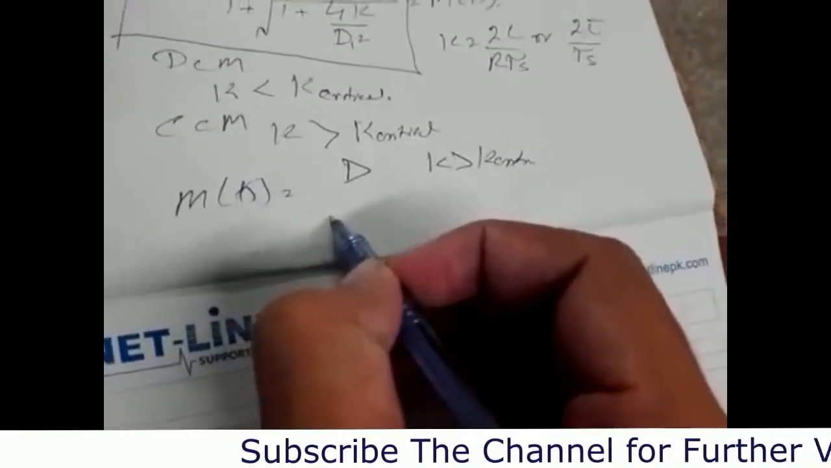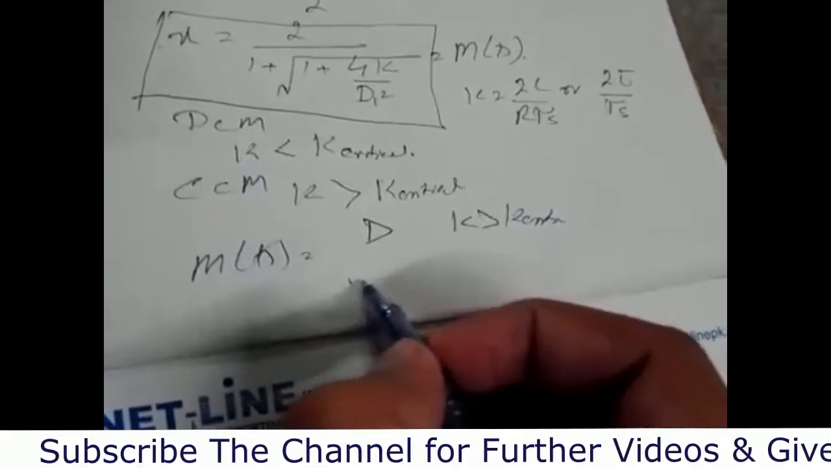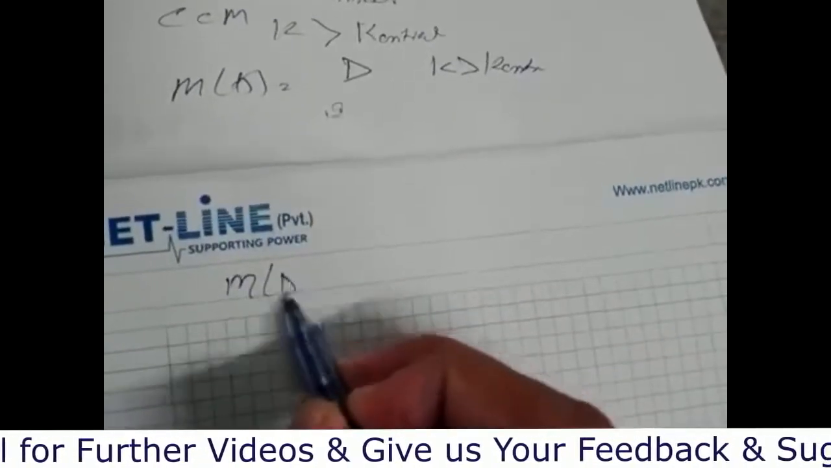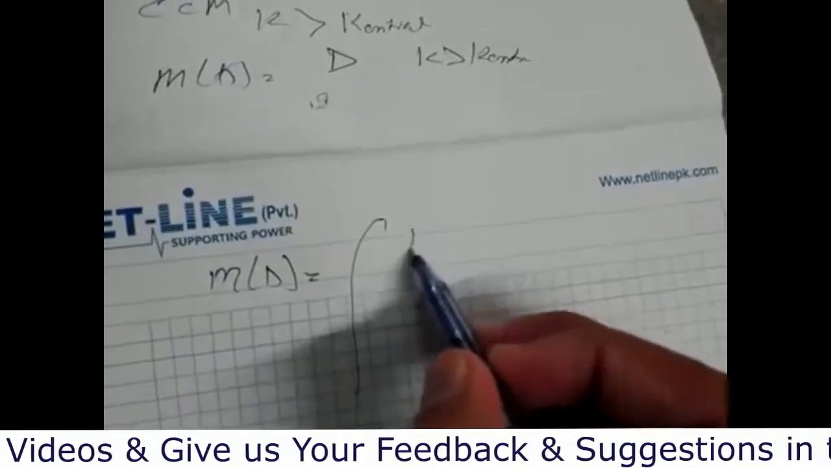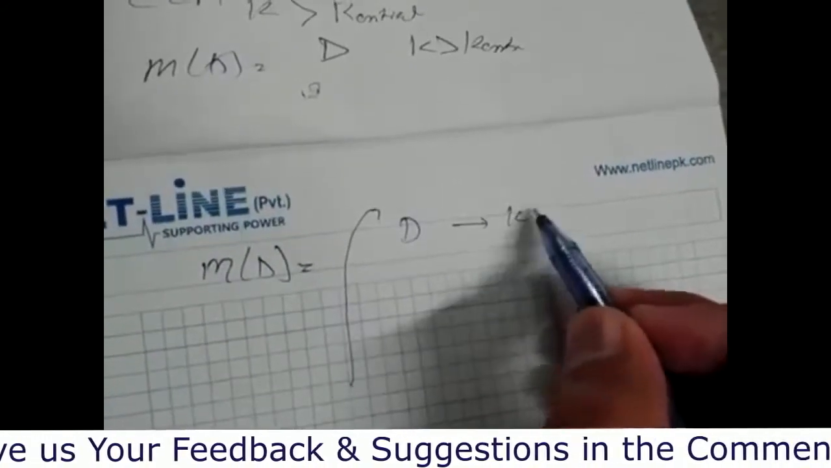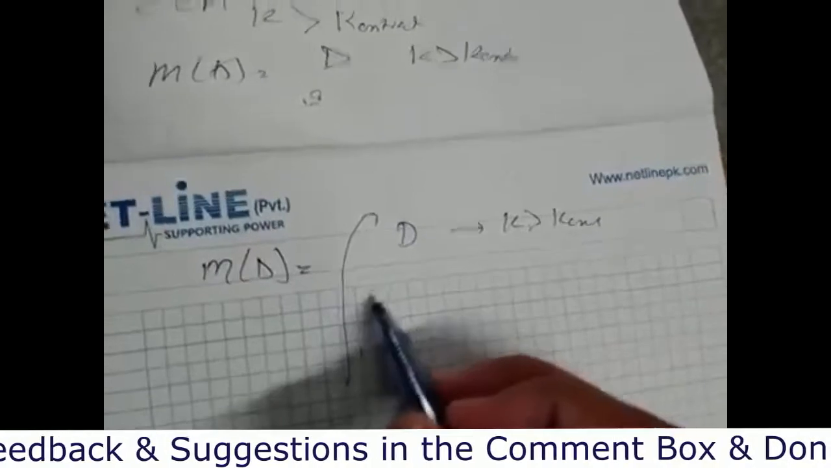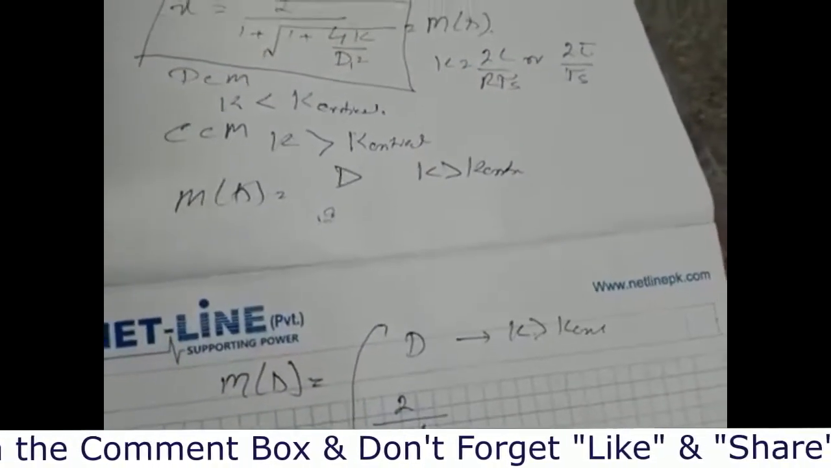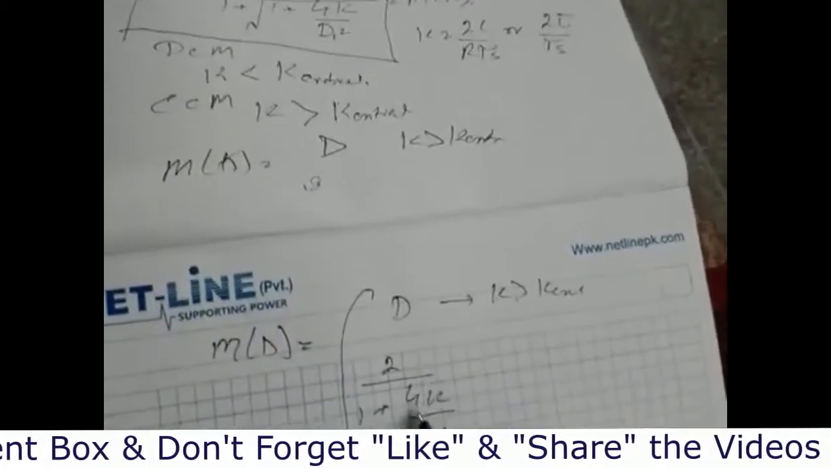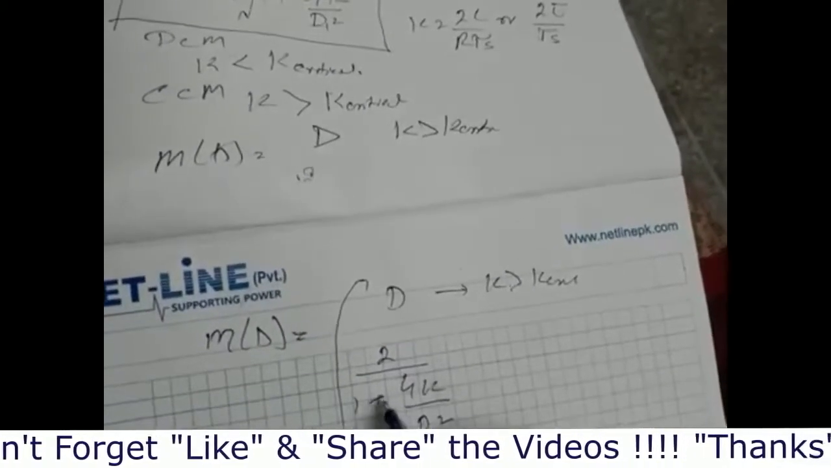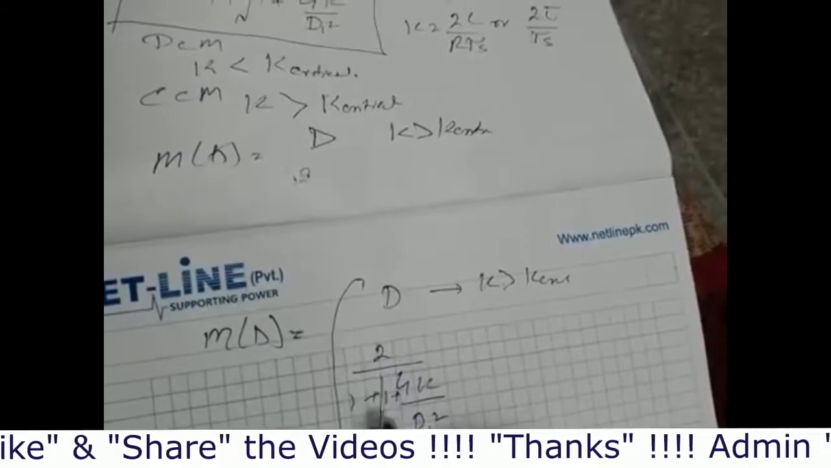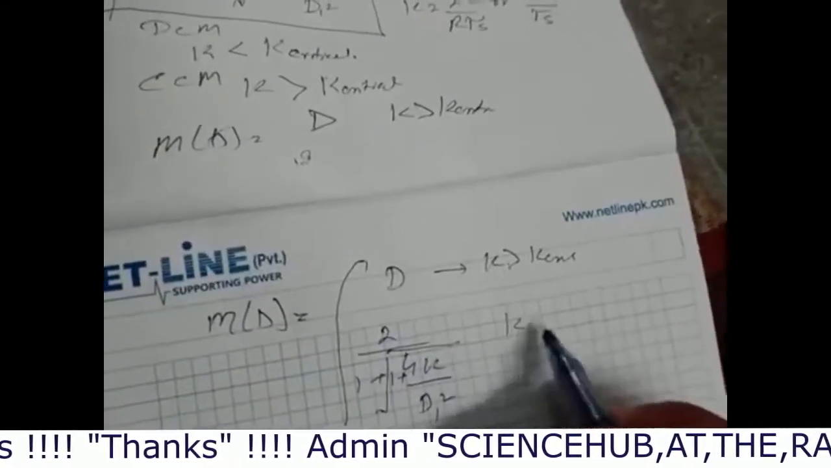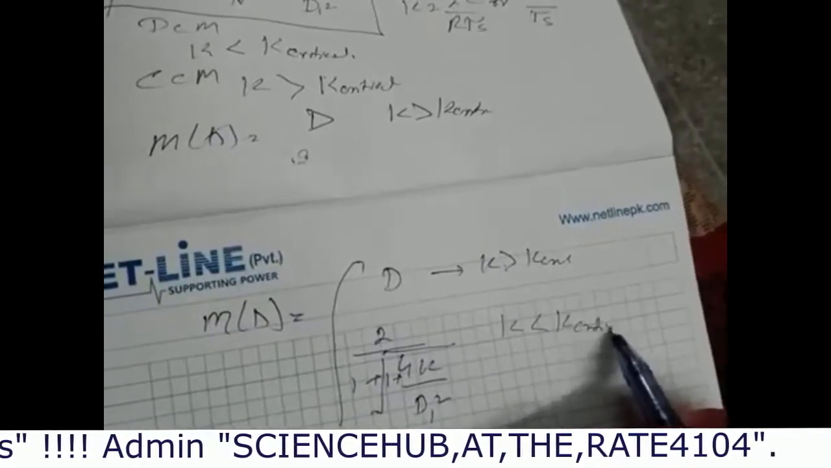And equal to 2 over 1 plus the square root of 1 plus 4K by d1 square, for K less than K critical. M(D) is equal to D at K critical.